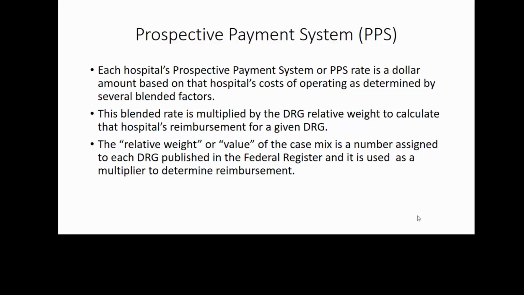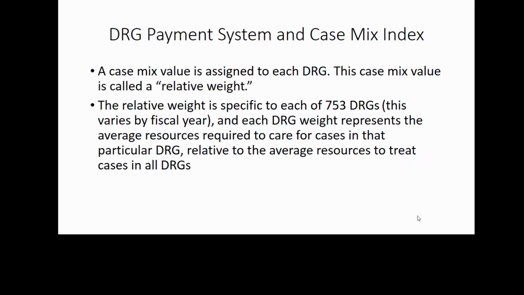So you're going to multiply whatever that rate is by the DRG's relative weight, and that's going to tell you what the hospital is going to be paid for that admission. And remember, you can only have one DRG per admission. That DRG relative weight is assigned and published in the Federal Register, and it's a multiplier that's used to determine our reimbursement. So just to remind you, the Casemix value, or the relative weight, is assigned to each DRG, and in fiscal year 2015, there were 753 DRGs.